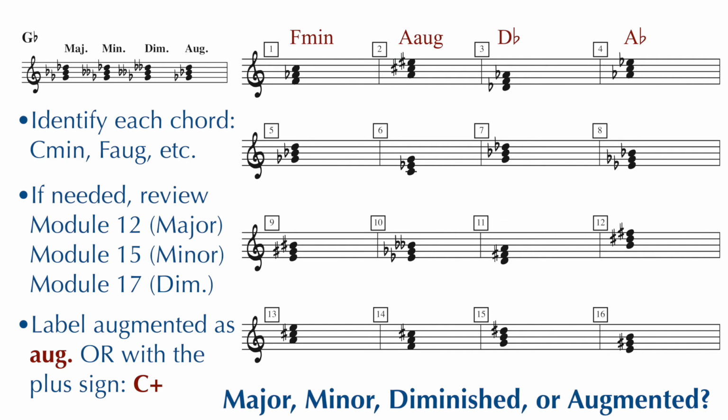Number 5, G flat, B flat, D is a G flat augmented. G flat going up to D is an augmented fifth, G flat to B flat is a major third, B flat to D is a major third.